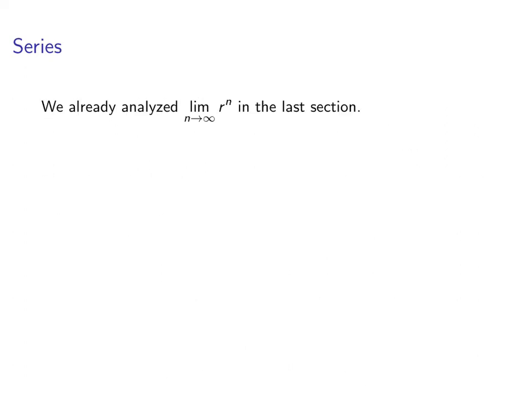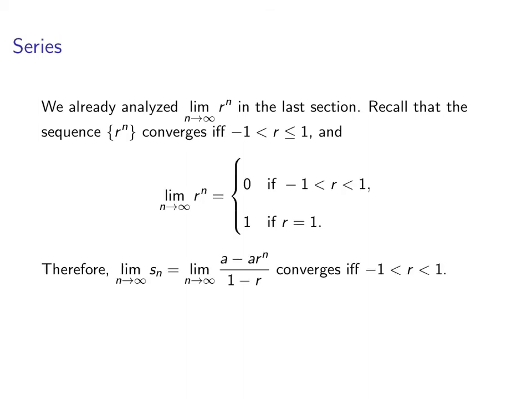Now in the last section, we analyzed this geometric sequence, the limit as n goes to infinity of r to the n. And if you recall, we said that the sequence converges if and only if r is between negative 1 and 1. It still converges when r equals 1, but not when r is equal to negative 1. So what we can do then is apply that to our sequence of partial sums, because this piece in here will go to 0 provided that r is between negative 1 and 1. And that's the only time that we're going to get a convergent sequence of partial sums.